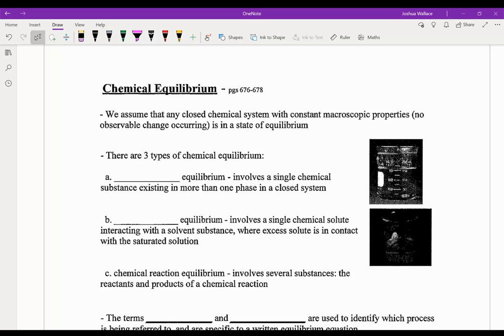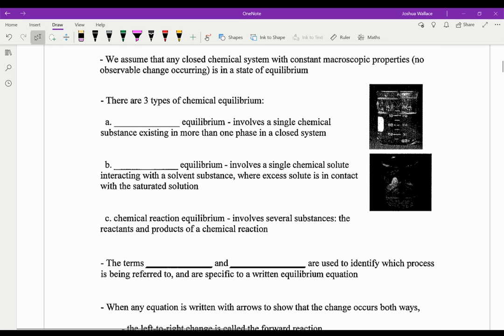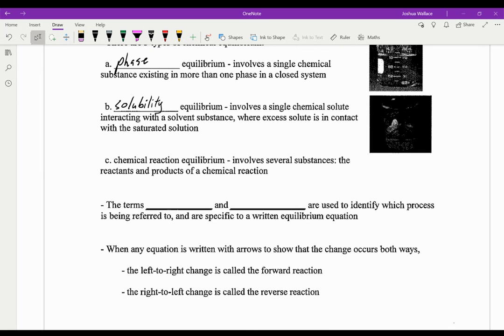So chemical equilibrium on the next page here. We assume that any closed chemical system with constant macroscopic properties, no observable change occurring, is in a state of equilibrium. There's three types of chemical equilibrium. First one we have here is phase equilibrium, which involves a single chemical substance existing in more than one phase in a closed system. We also have solubility equilibrium, which involves a single chemical solute interacting with a solvent substance, where excess solute is in contact with the saturated solution. And C, we have chemical reaction equilibrium. It involves several substances, the reactants and products of a chemical reaction.